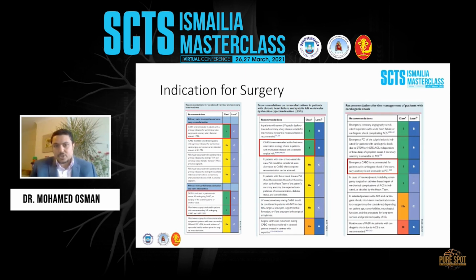Coronary artery bypass graft surgery is indicated in the patient with cardiogenic shock as a class 1 if there is no other PCI option.